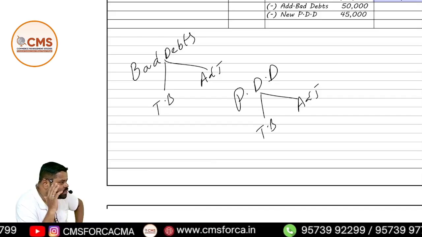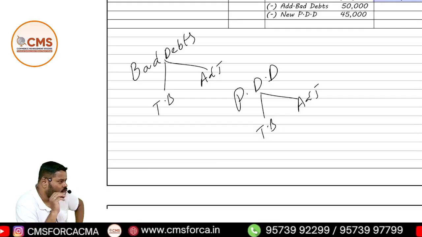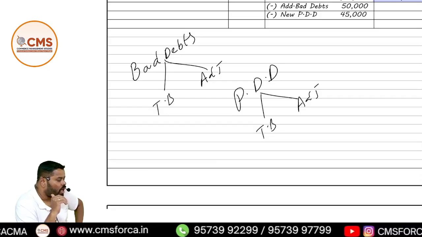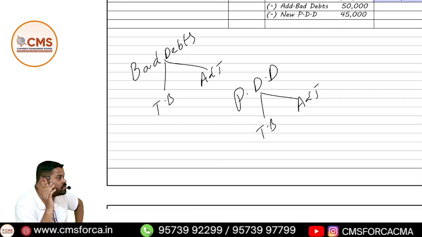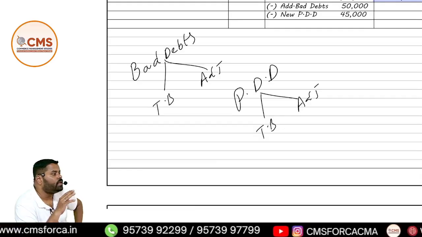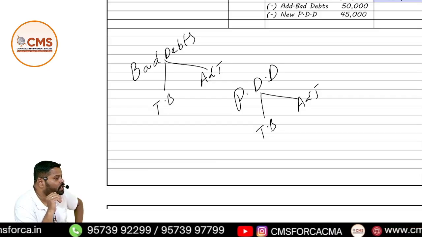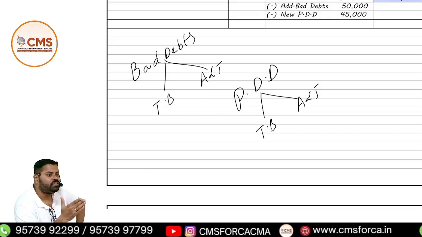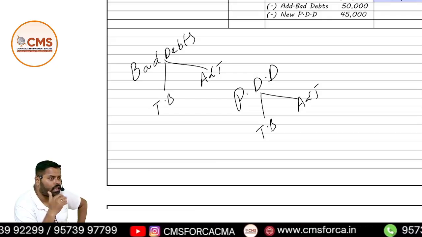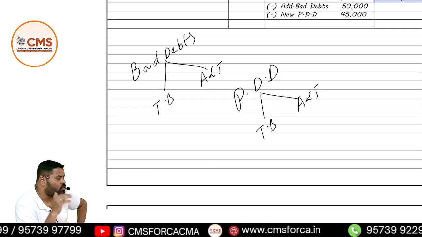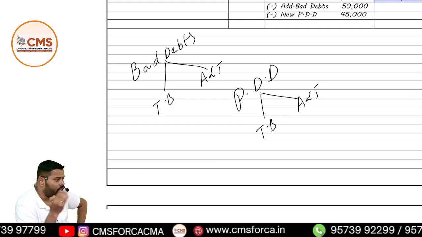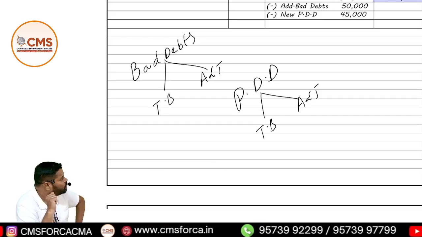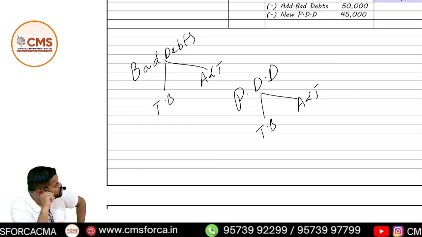You are given 30 days time and I gave you an offer. If you pay immediately or within 10 days, I'll give you 10% cash discount. If you are paying from 11th day to 20th day, I'll give you 5% cash discount. And if you are making payment from 21st day to 25th day, I'll give you only 2% cash discount. So the more time you take, the less discount you get. The less time you take, the more discount you can enjoy. Right? So this 8,55,000 is fine.